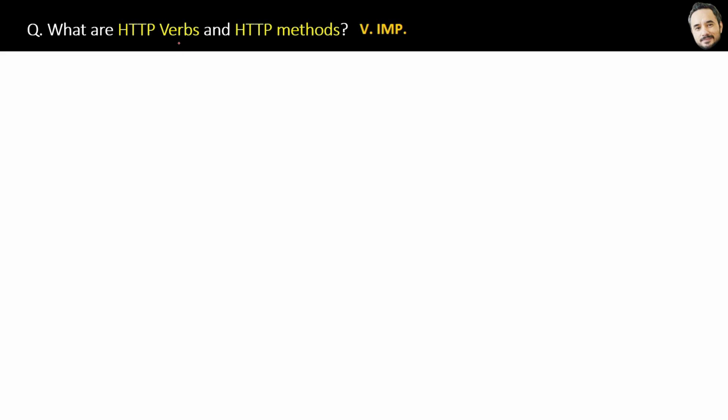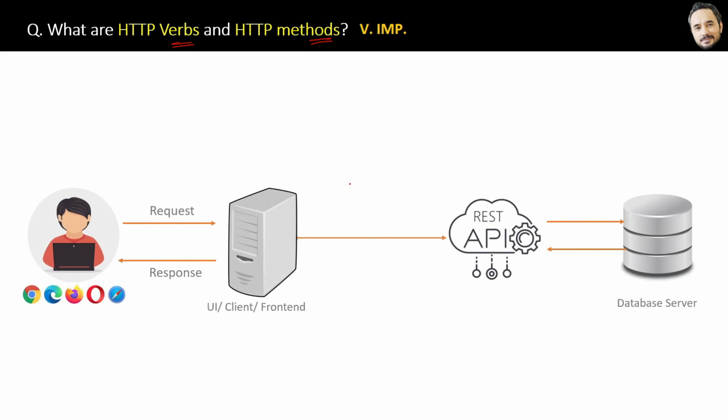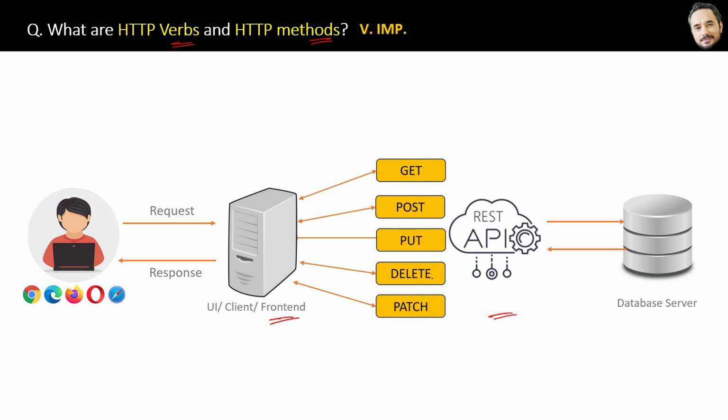What are HTTP verbs and HTTP methods? We already know this flow from the browser to UI server to API server to database, right? Now, whenever a request goes from UI server to REST API, it also contains the HTTP verbs. And here are those HTTP verbs or HTTP methods also. They are both the same thing. These get, post, put, delete, patch methods. These are HTTP verbs. Now, basically, along with the URL only, this type of action will go.